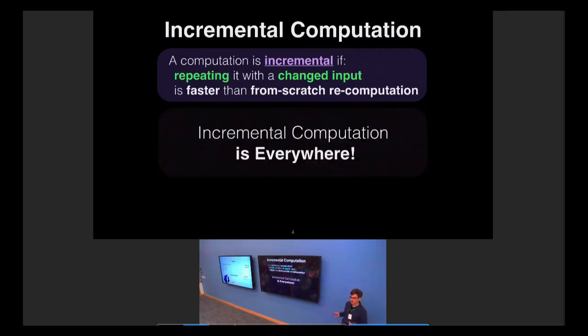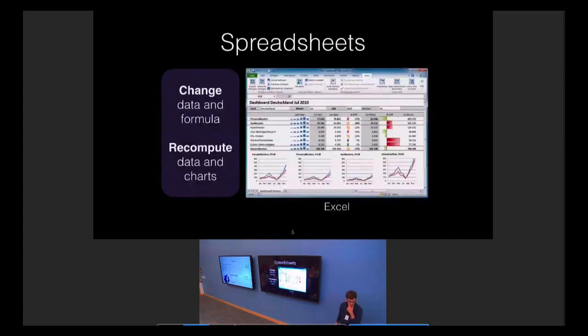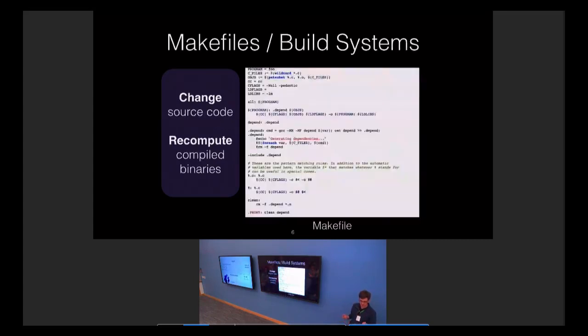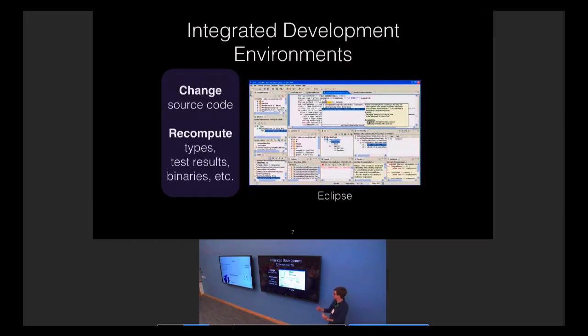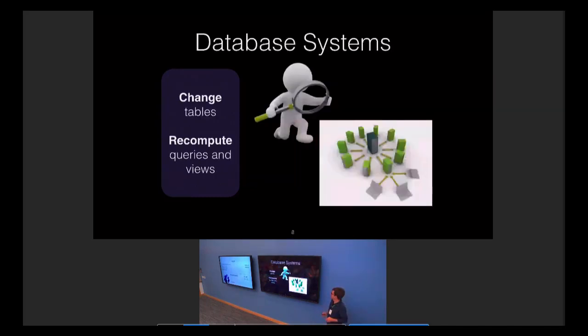And I'm going to make this claim that incremental computation is everywhere. Most of it is fairly ad hoc. There's a reason people do it, though, because it makes things faster. So I'll just run through some quick examples. There's spreadsheets, of course, makefiles and build systems. I'm changing the code and need to recompile. IDEs take this further, and they're more real-time. They're giving you real-time type analysis, maybe even test results and binaries as I type keys.